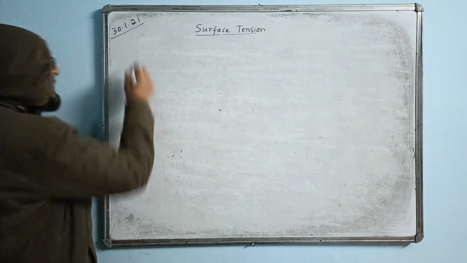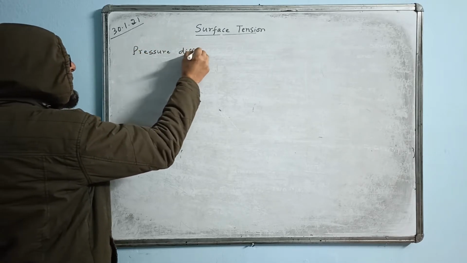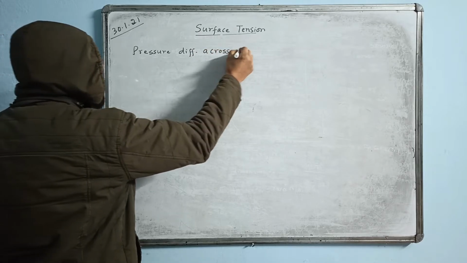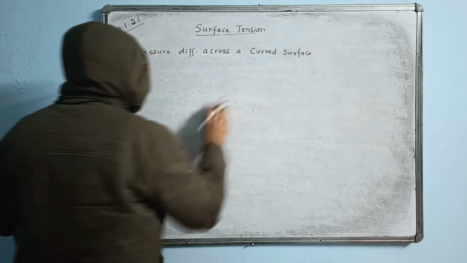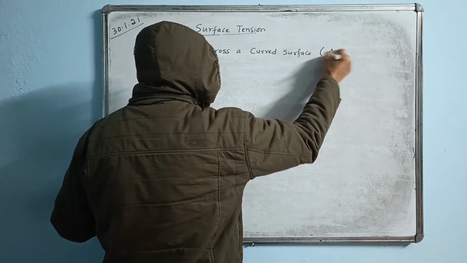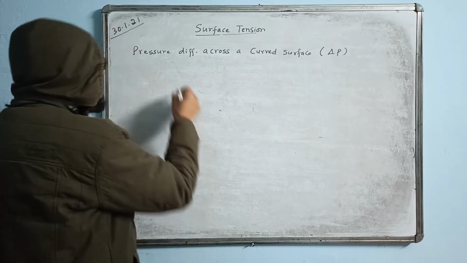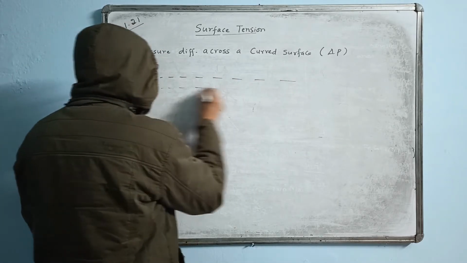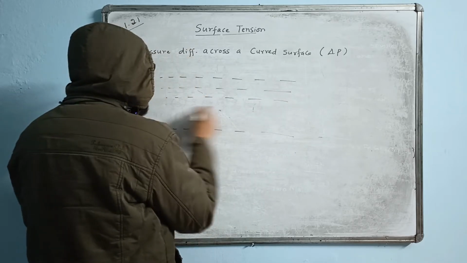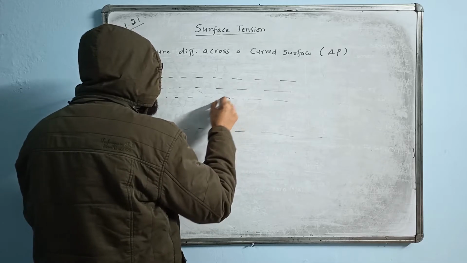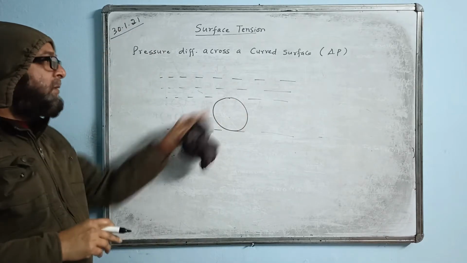Pressure difference across a curved surface. Pressure difference we can denote by delta P. Suppose we are having some liquid here. Inside the liquid we are having some drops, maybe bubbles here. It could be an air bubble and this could be water here.